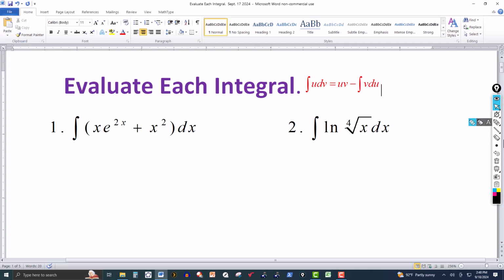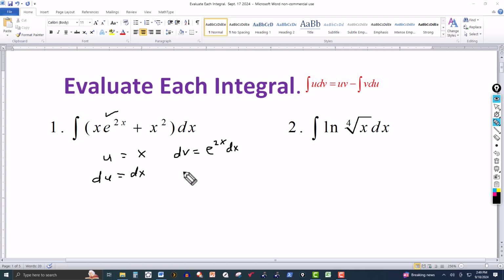That's the general formula. I'm going to look at the first integral first. So it would be the integral of x e to 2x dx. For that integral I'm going to pick u to be x. That's easy to differentiate. I'm going to let dv equal e to the 2x dx. So du would equal the derivative of x, which is just 1, so that would be 1 dx or just dx.